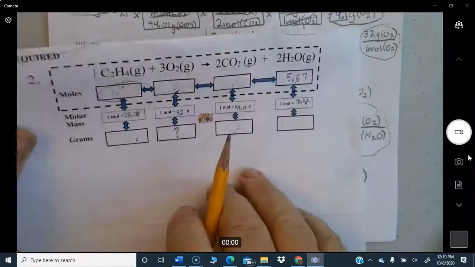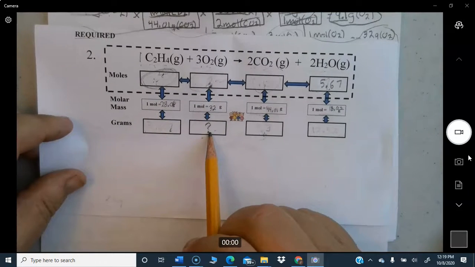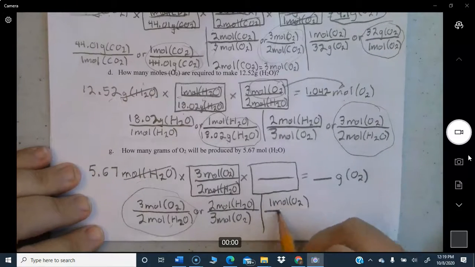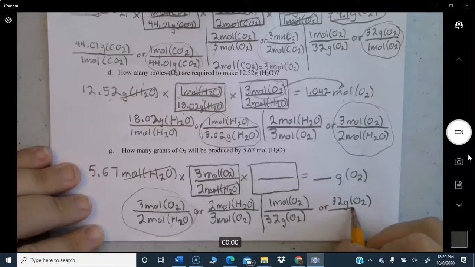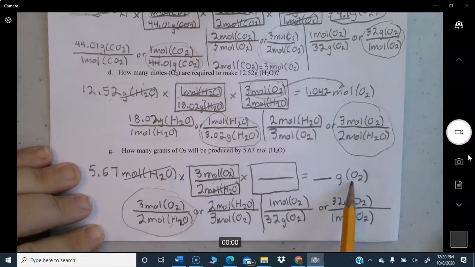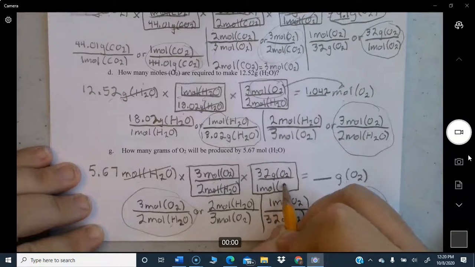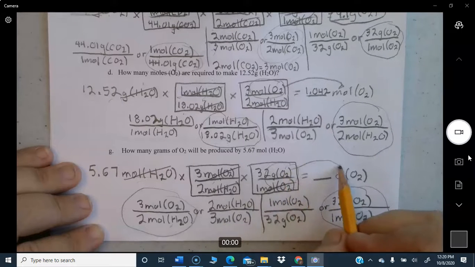Then the next one is moles of O2 coming out to grams of O2 for our final answer, and there's the molar mass conversion right there. Okay, we need moles of O2 to cancel out and grams of O2 to appear on the top, so it's going to be this one. Moles of O2 cancels, grams of O2 is our final answer.